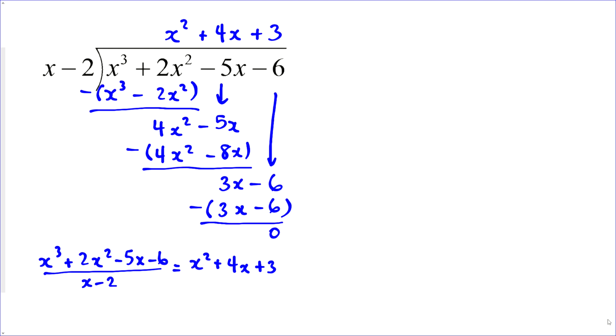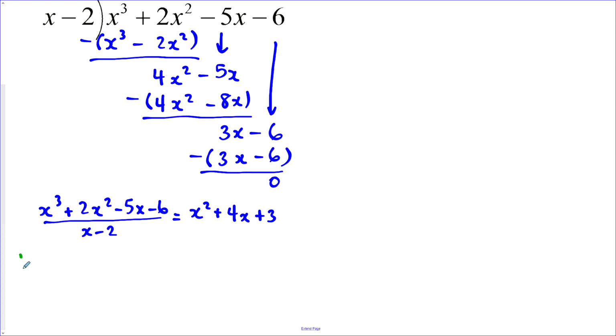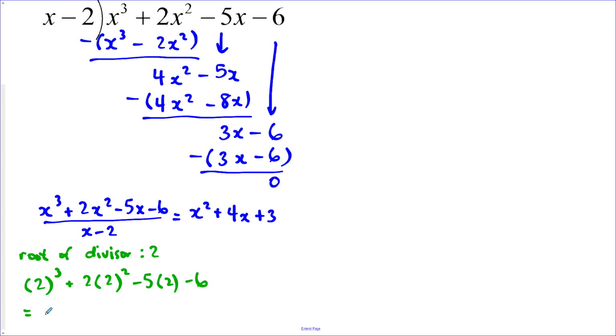All right, let's find the root of the divisor. In this case, that would be 2, because that's the opposite of what we're seeing here. We're going to plug that in and make sure it does in fact give us our remainder. So 2 cubed plus 2 times 2 squared minus 5 times 2 minus 6. Here we've got 8 plus 8 minus 10 minus 6, so that's 16 minus 16. That does in fact equal 0, and that does match our remainder. So that works out perfect.